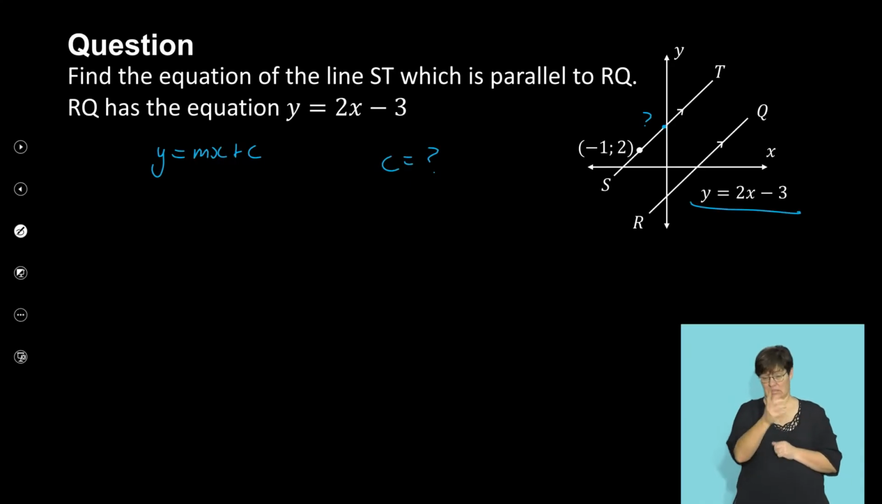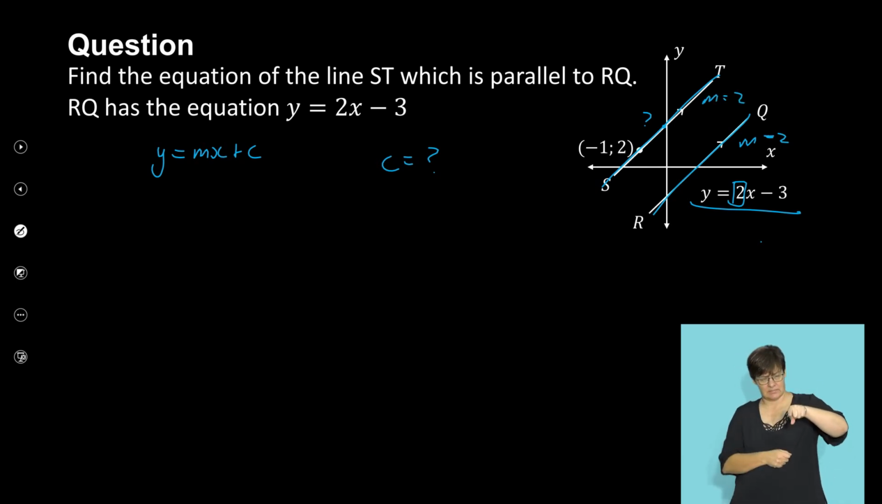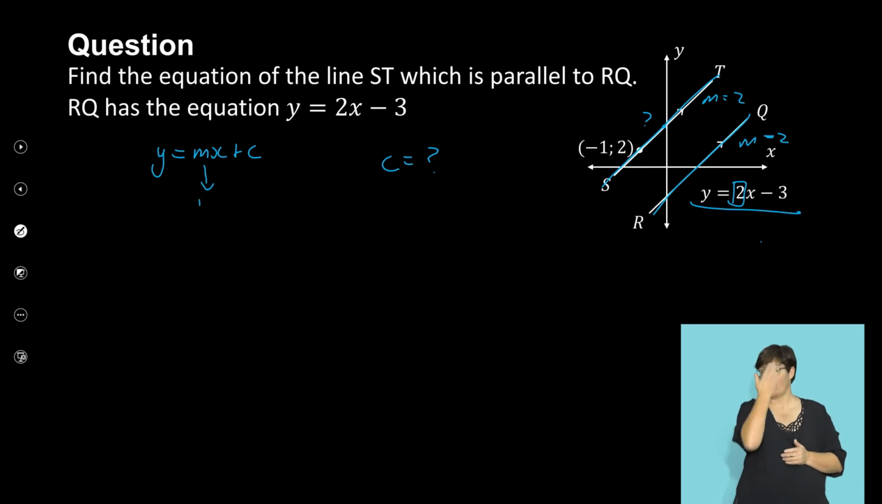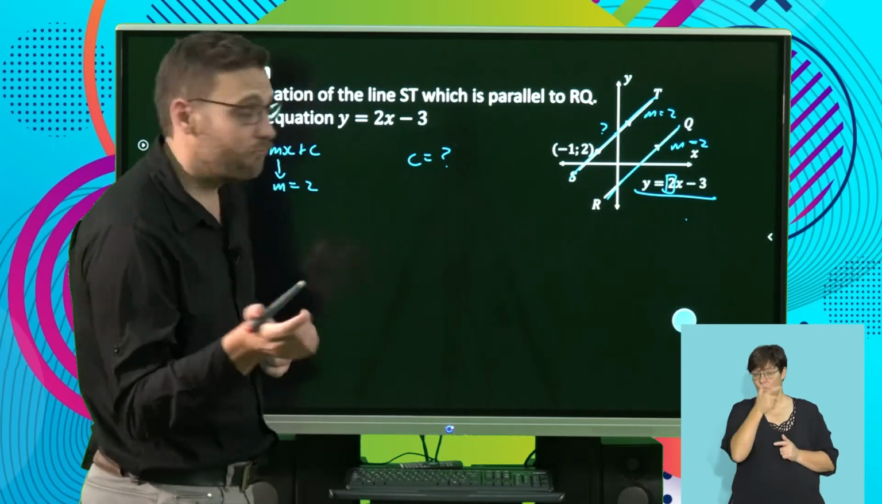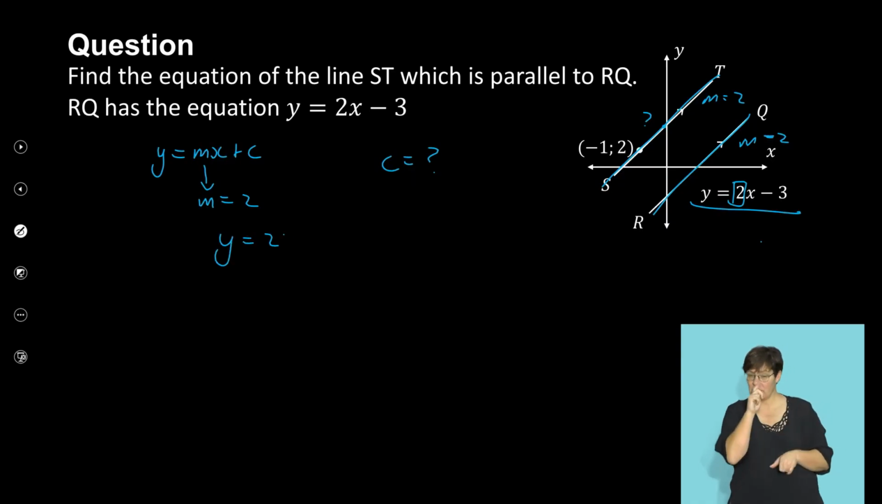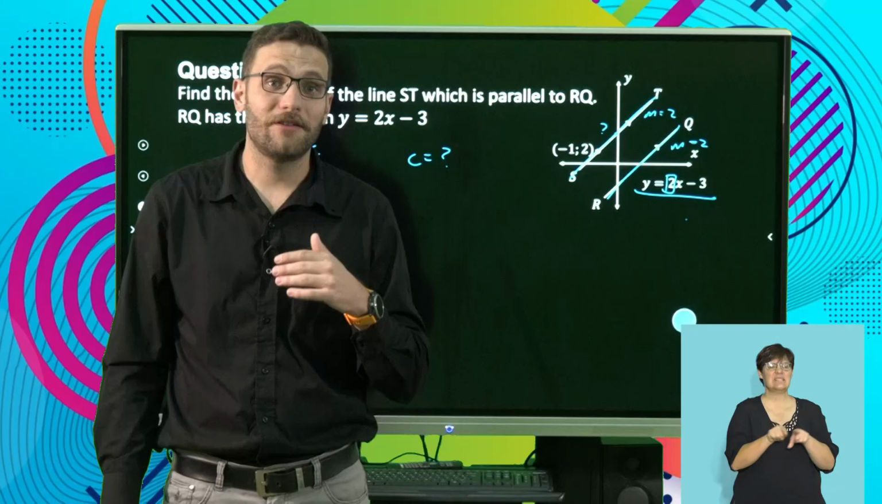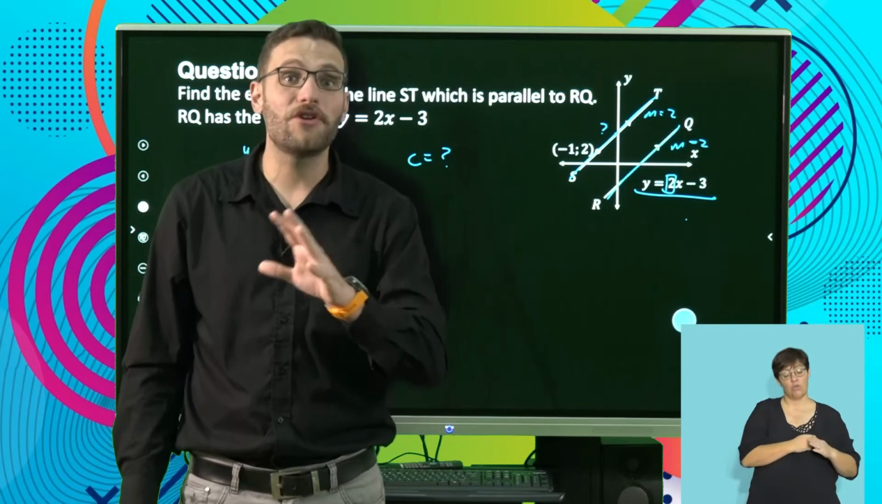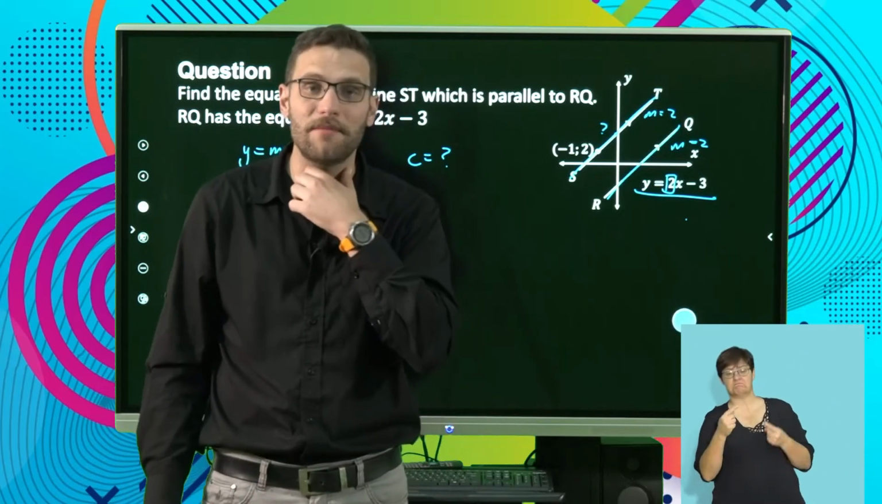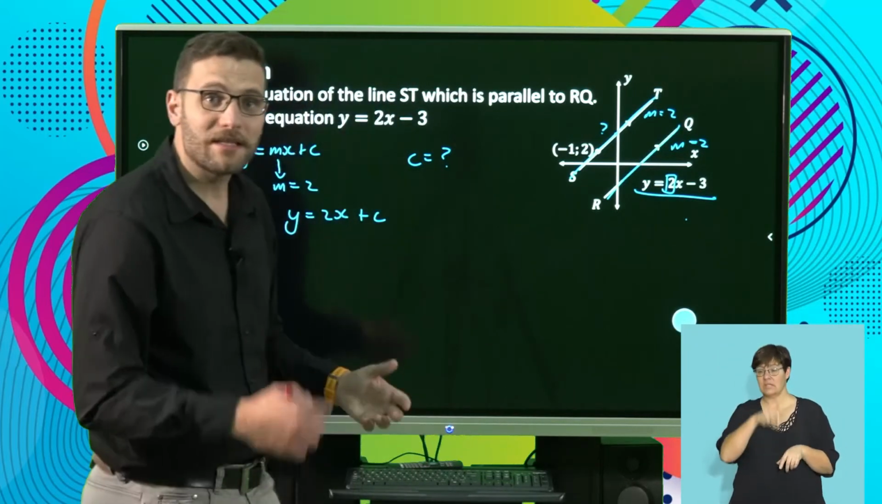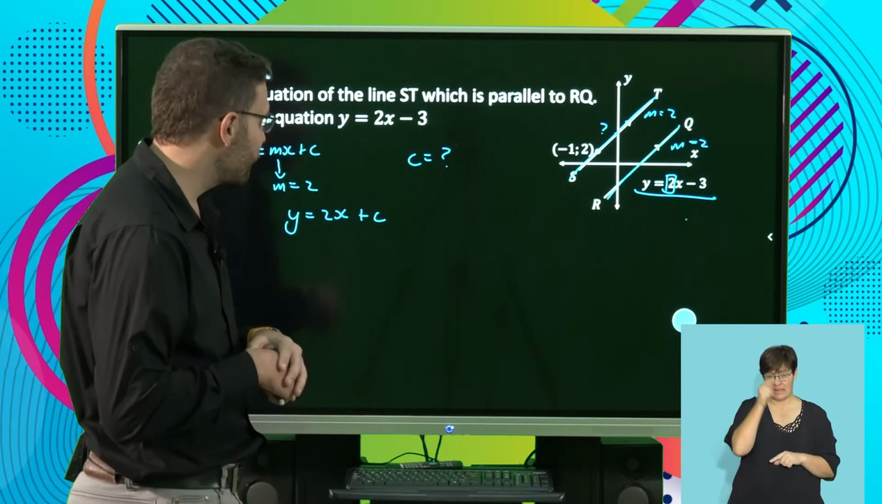But this line is parallel to this line, and if this line's gradient, exactly like in the previous question, is 2, then the gradient of ST must also be equal to 2. And so I know the gradient is equal to 2. So I'm halfway there. I found m, and now all I need to do is find c. Now, this is exactly like the question we did earlier, where I had the gradient, but I couldn't read the y-cut, the y-intercept, off the graph. And so somehow we have to go find the y-intercept.